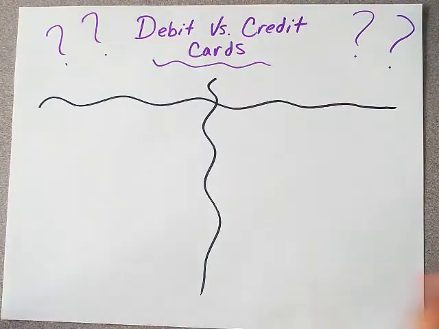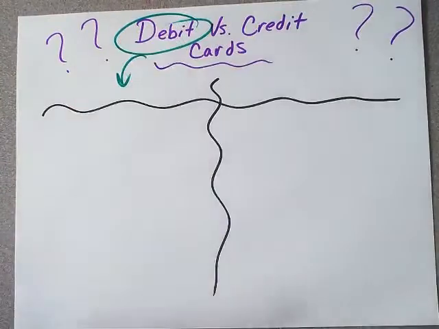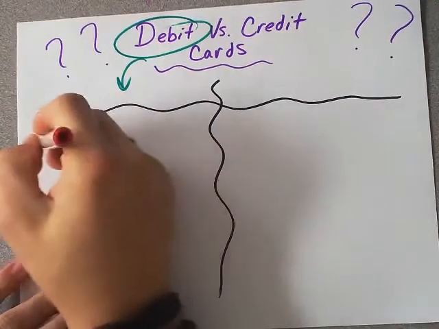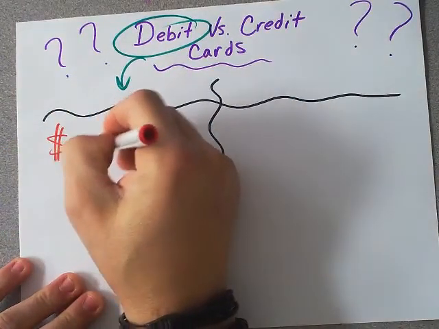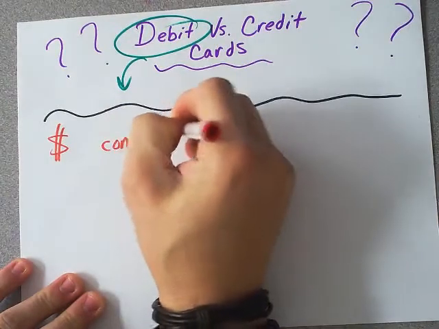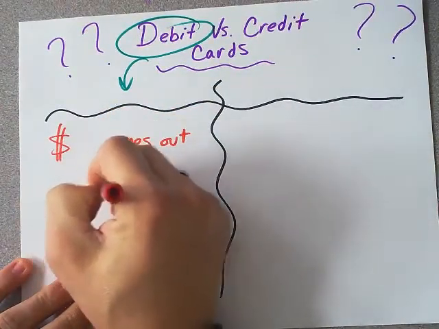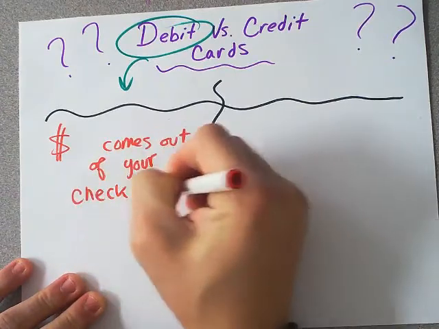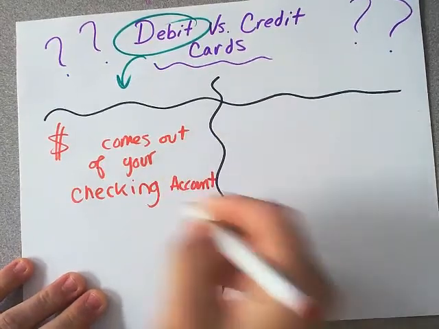So what's the difference? Well, pretty much the main difference in a debit card is that when you spend money, that money comes out of your checking account.